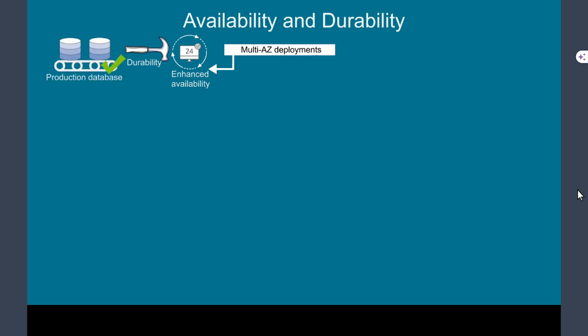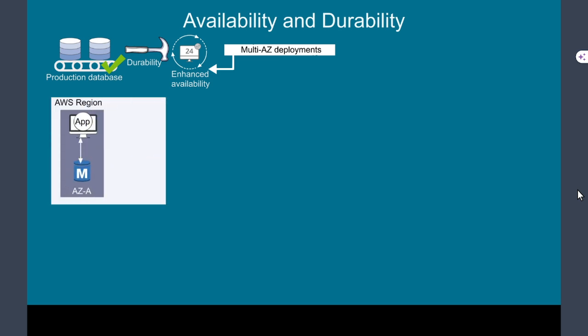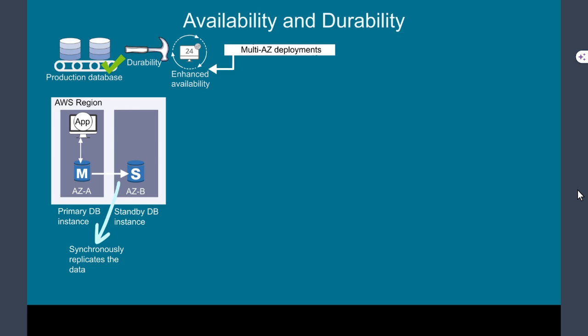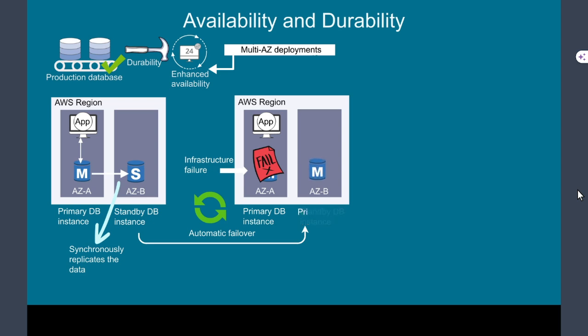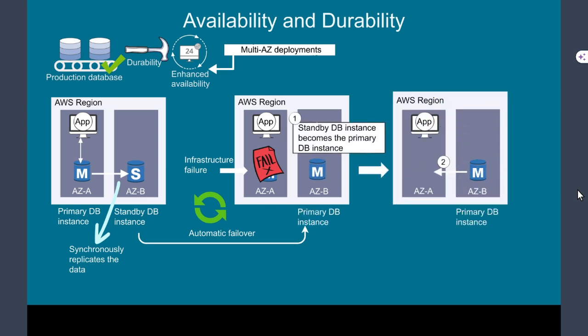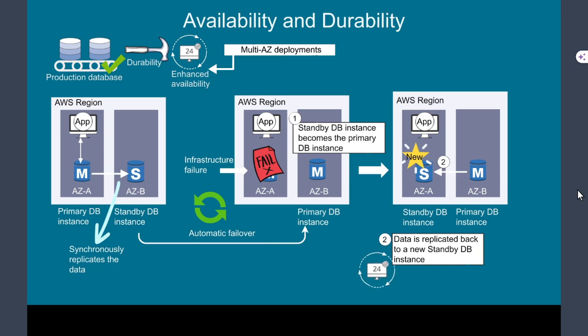Amazon RDS multi-AZ deployments provide enhanced availability and durability for database instances, making them a natural fit for production database workloads. When you provision a multi-AZ DB instance, Amazon RDS automatically creates a primary DB instance and synchronously replicates the data to a standby DB instance in a different availability zone, in the same or a different region. In case of an infrastructure failure, Amazon RDS performs an automatic failover to the standby. The standby DB instance is promoted to become the primary DB instance.